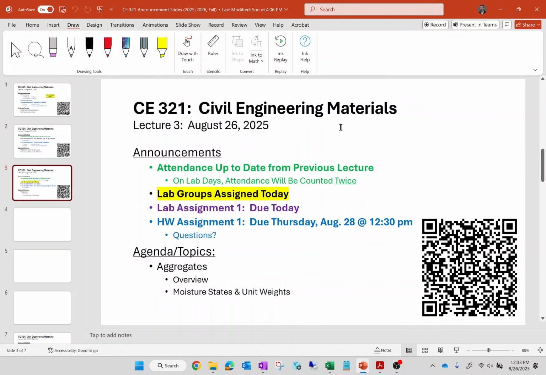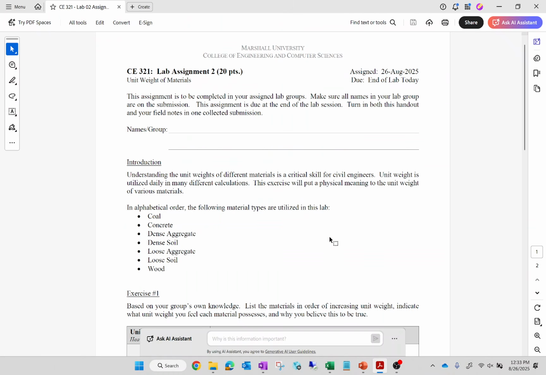Okay. All right, before we get into the specifics of the lecture today, I want to talk a little bit about the lab. It's going to be a really short lab, but I do think it's kind of a nifty one. So I'm going to give you these handouts here in a little bit. But just to explain what we're doing today, it's going to be a very quick lab. I have in the lab 7 boxes, okay? And those boxes are each filled with a specific material, okay? So I've got one box that's filled with coal, one box that's filled with wood, one box that's filled with concrete, etc., right? Then I've got loose aggregate, loose soil, dense aggregate, dense soil, okay?